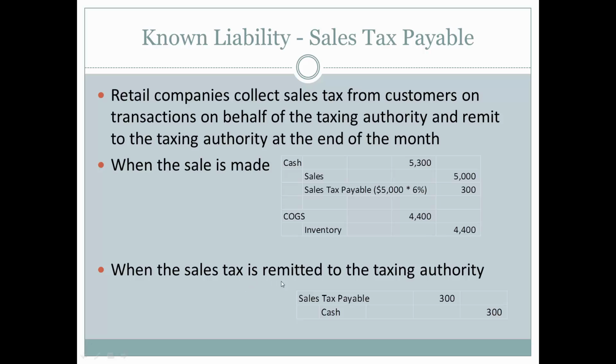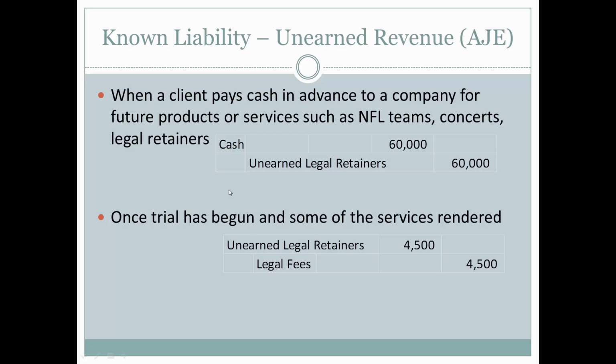Now, when the sales tax will be remitted to the taxing authority, typically at the end of the month, they're going to pay out the $300 in cash to the taxing authority, and they will no longer have a sales tax payable. Now, this probably will be much larger, what they'll be paying out to the sales tax authority, more than the $300, but I kept the numbers consistent so you could see an example of the entire cycle of when they pay the taxing authority.